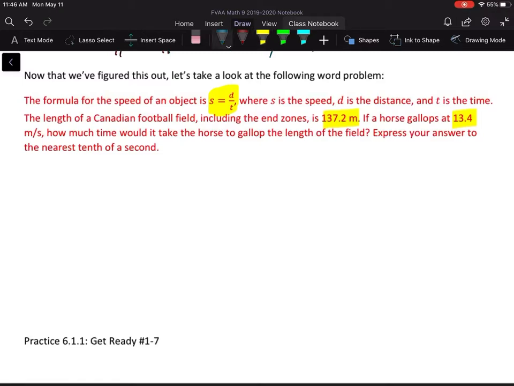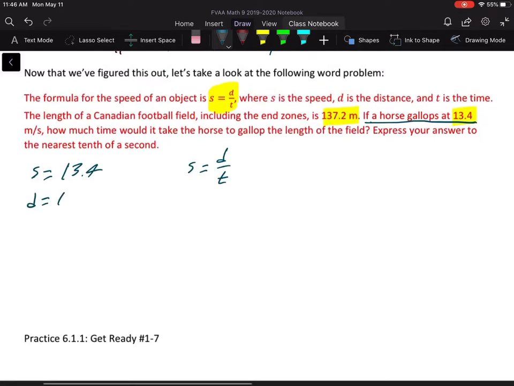So here I have a bunch of variables given to me. I have an equation, S is equal to d over t. I'm going to take an inventory of the variables they give me in the question. Do I have S, speed? Yes, if the horse gallops at meters per second. That's like kilometers per hour, how we measure speed in a car. Meters per second is similar. So speed is 13.4. Do I have distance, total distance? Yes, I have the length of the football field, which is 137.2 meters. Do I have time? No, this is what they're asking for.